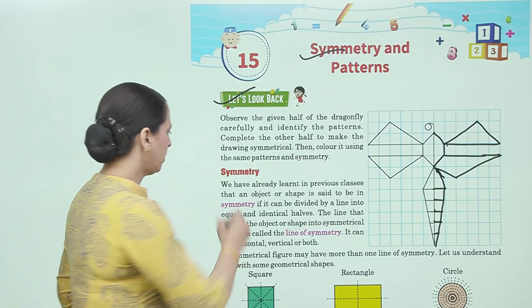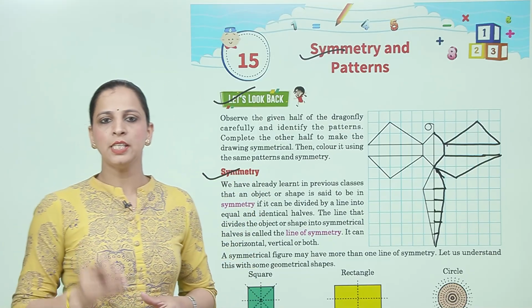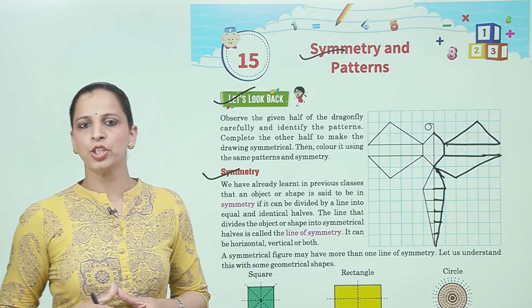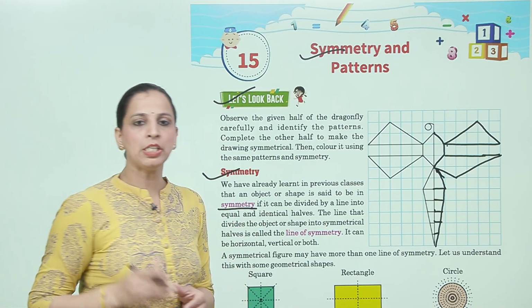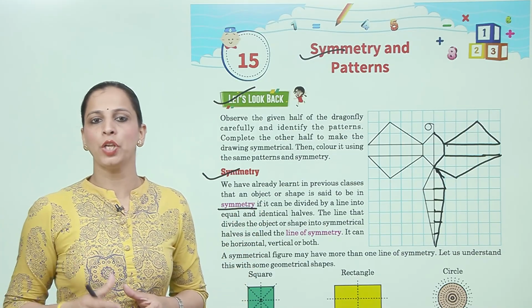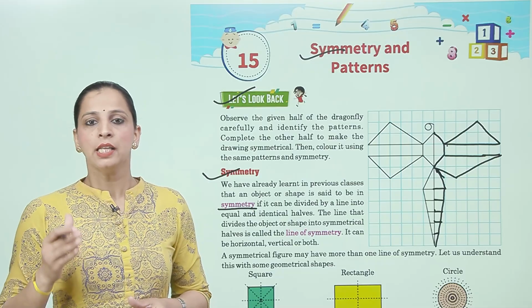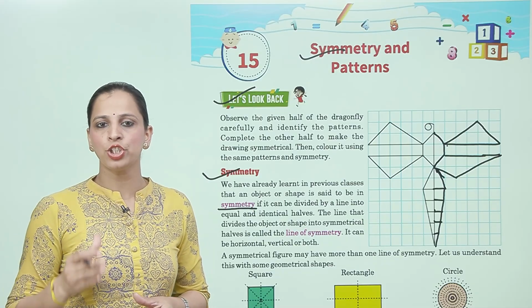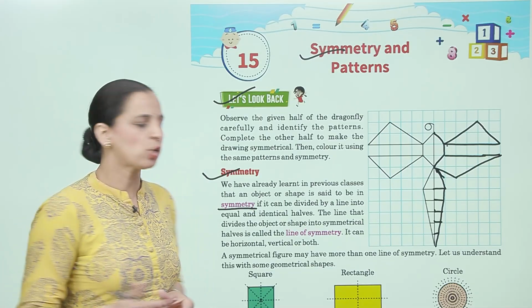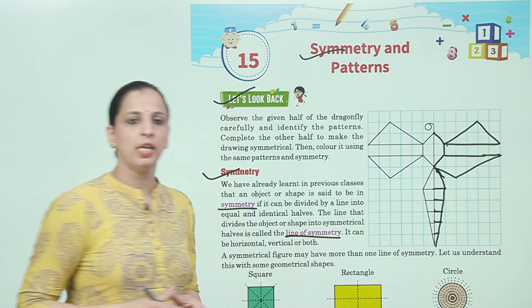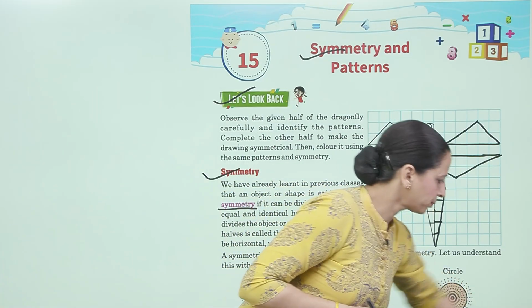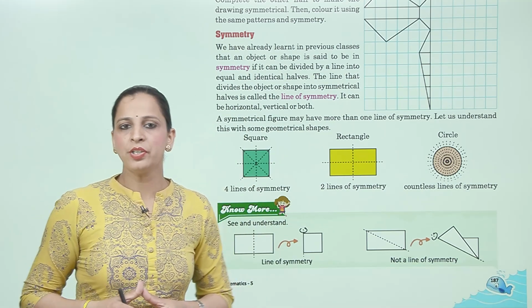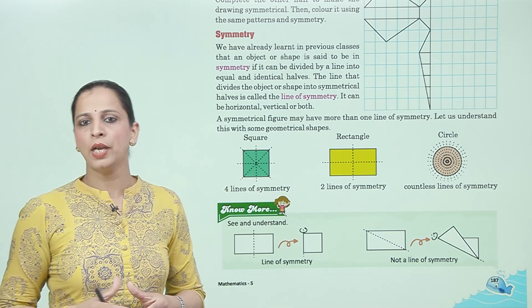Now symmetry. We have already learnt in previous classes that an object or shape is said to be in symmetry if it can be divided by a line into equal and identical halves. The line that divides the object or shape into symmetrical halves is called the line of symmetry. It can be horizontal, vertical, or both. A symmetrical figure may have more than one line of symmetry.